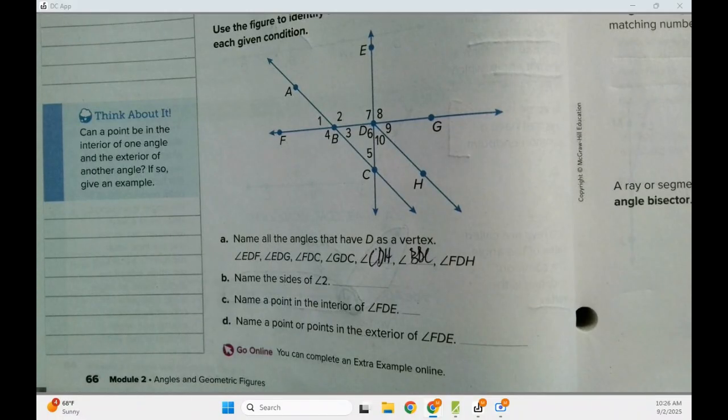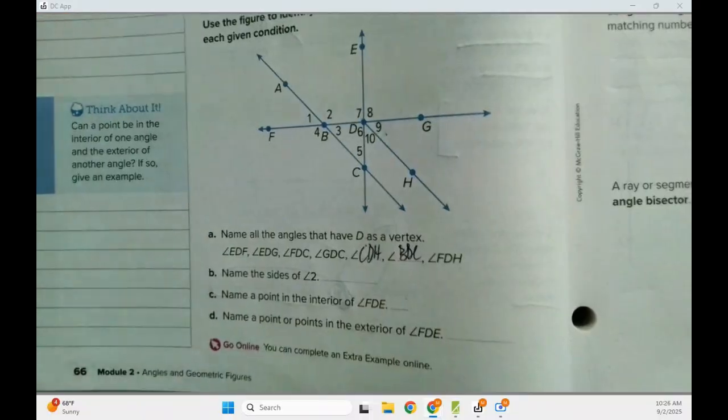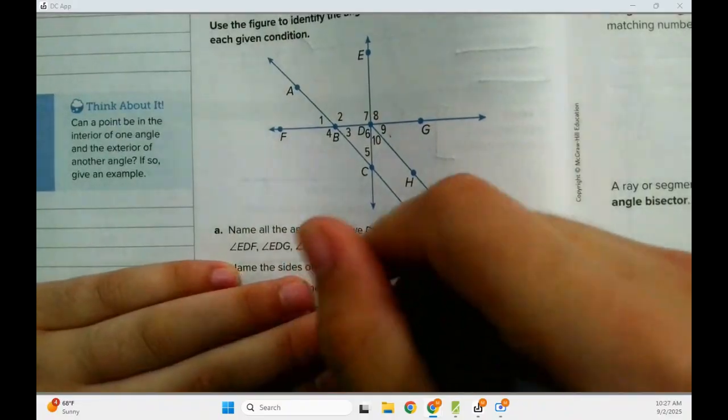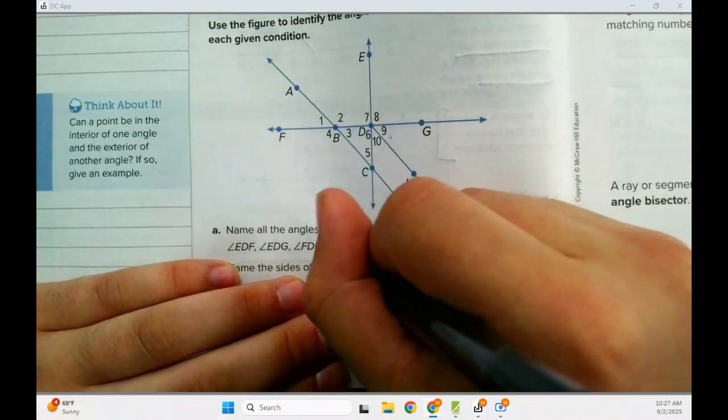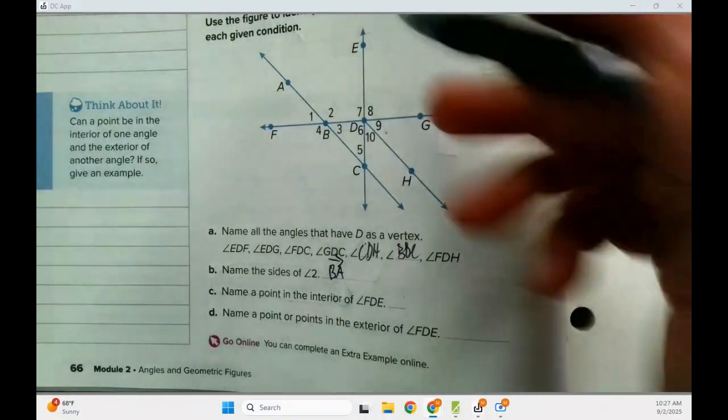Part B, name the sides of angle 2. So find angle 2. Yeah, our sides. So we have A, B, D. Those are our 3 points. So if it's asking for the sides, what is it asking for? Yeah, so it's asking for the rays. What are the names of the rays that make that angle? So we have BA, right? Because B has to be where we start. B is our starting point on that angle. There's 2 again, just so it's clear, there's 2.